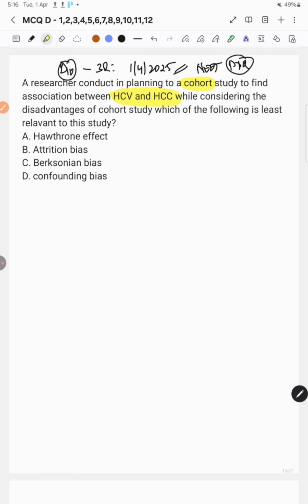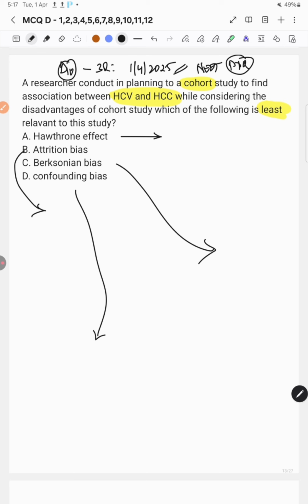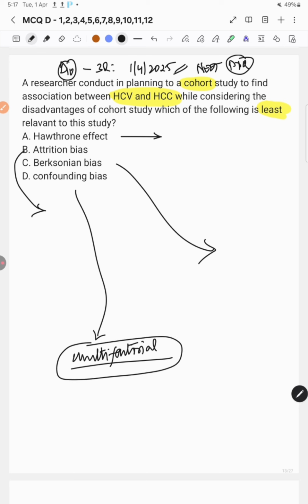While considering the disadvantages of the cohort study, which of the following is least relevant to this study? So all of the given options are biases, right? What is Hawthorne bias, attrition bias, Berksonian bias, confounding bias, all those things are important now. So confounding bias is multifactorial. So of course cohort will take it into account, right? Cohort study is also important to account for these multifactorial factors. So of course this option is correct, right?